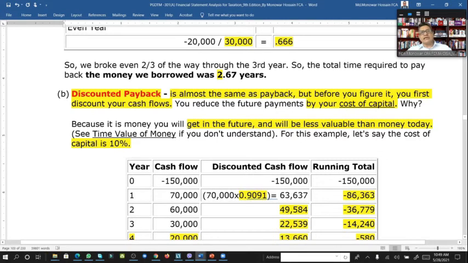So what is the difference between payback period and discounted payback period? Payback period does not consider the time value of money, but discounted payback period considers the time value of money. So this is the basic difference.